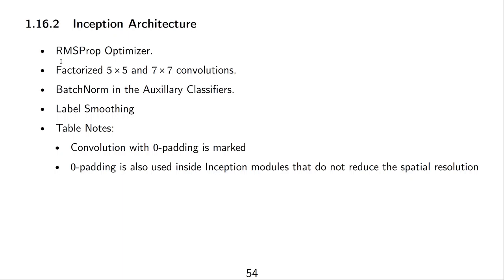Some details. The authors suggest using the RMSProp optimizer, factorized 5 by 5, and also factorized 7 by 7 convolutions. They use batch normalization in the auxiliary classifiers. As we saw before, they have these auxiliary classifiers. Label smoothing is used during training.